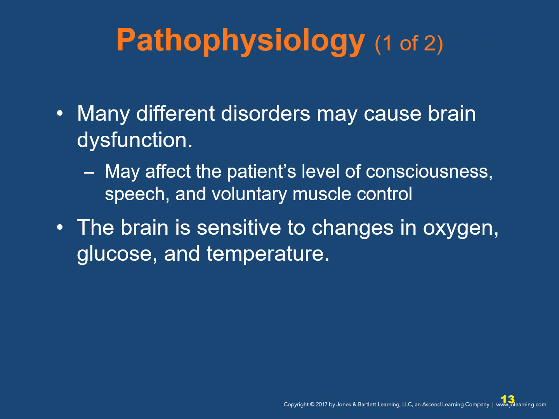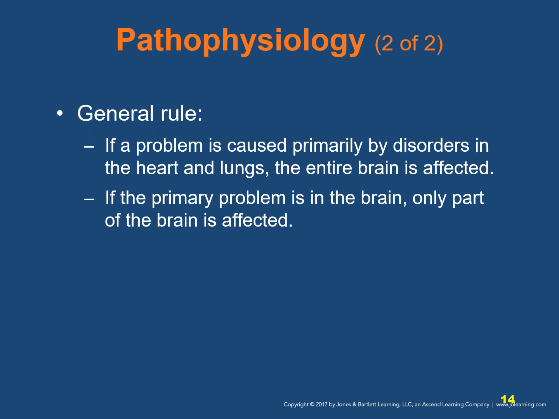Now let's discuss pathophysiology. Many different disorders may cause brain dysfunction and may affect the patient's level of consciousness, speech, and voluntary muscle control. The brain is most sensitive to changes in oxygen, glucose, and temperature levels. A significant change in any one of these levels will result in a neurologic change. As a general rule, if a problem is caused primarily by disorders in the heart and lungs, the entire brain will be affected. If the primary problem is in the brain, only part of the brain is affected.